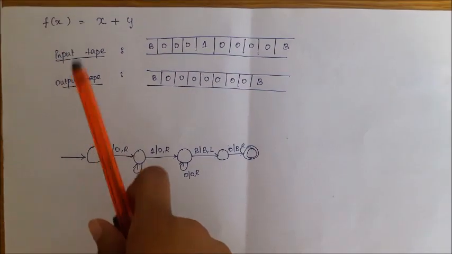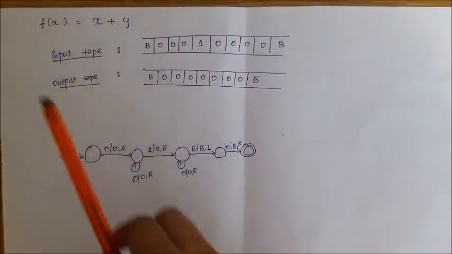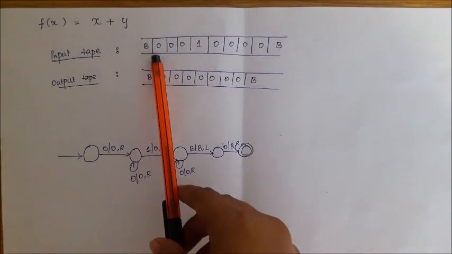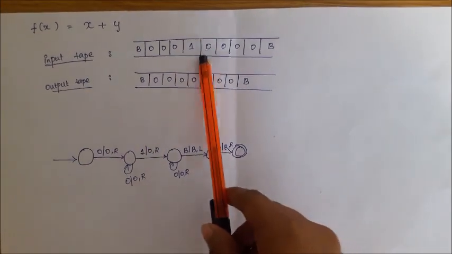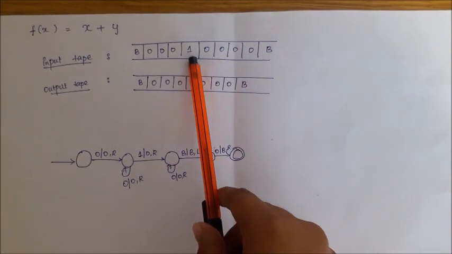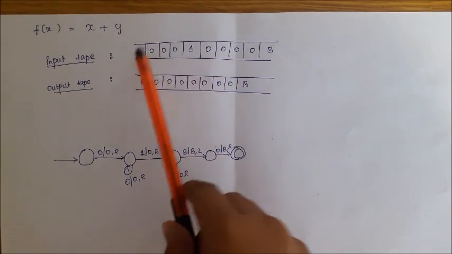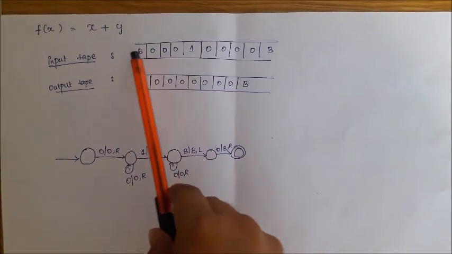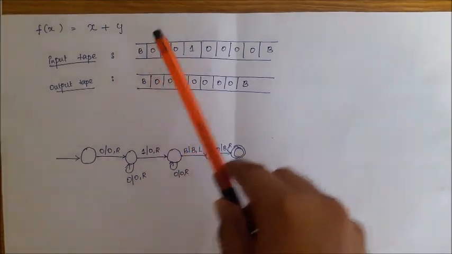First, we are seeing a Turing machine which will compute x plus y. This is the input tape which has the x value as 3 and the y value as 4. We are using 1 as a separator to separate the values of x and y. First, the tape starts from here.